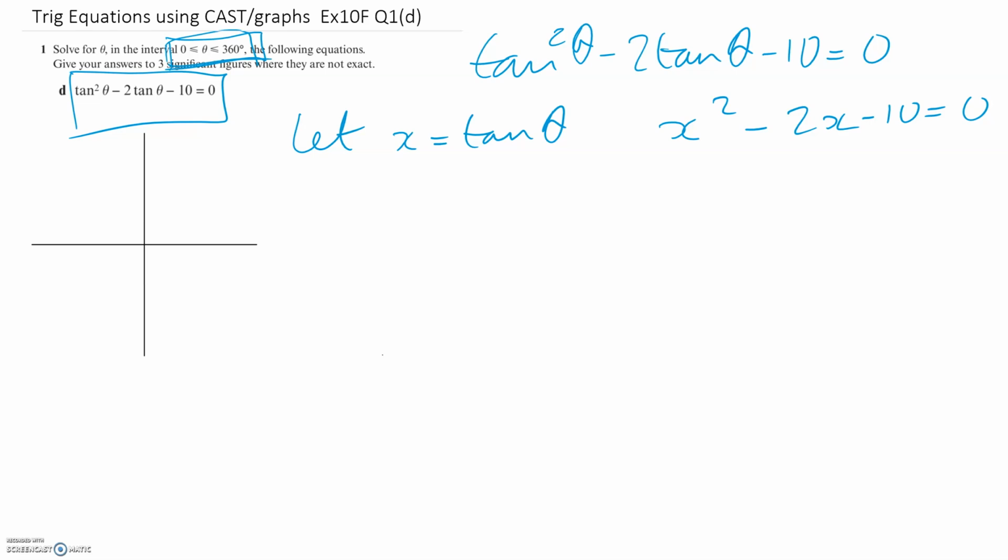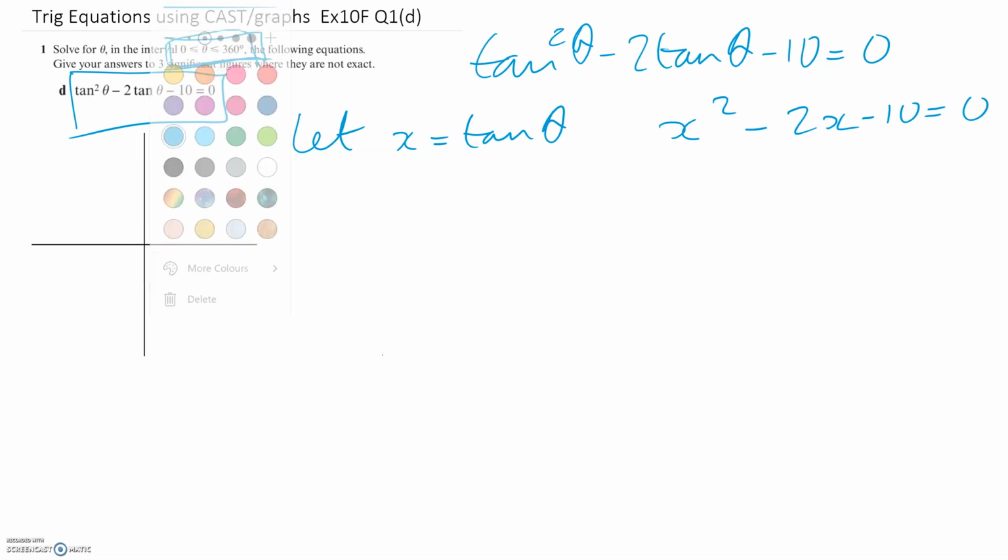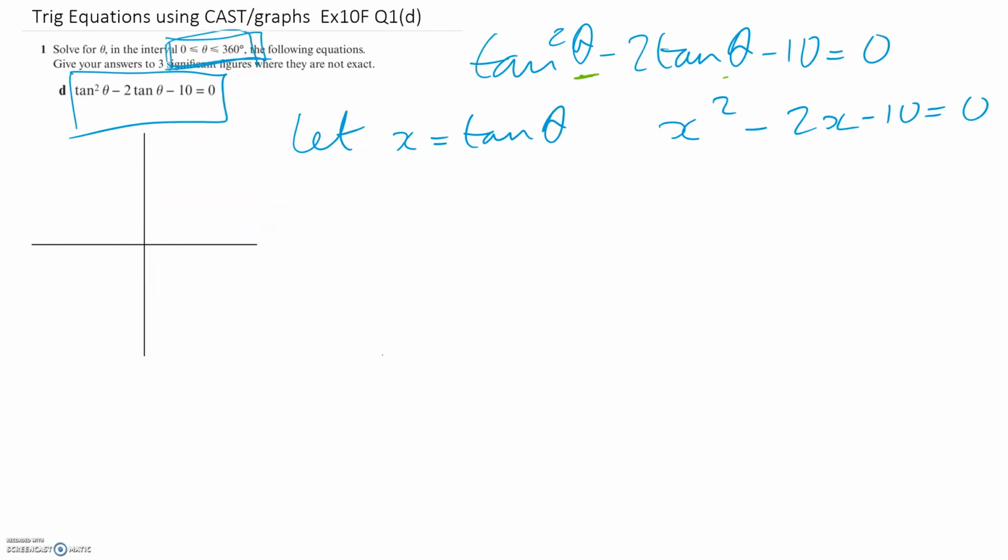Also should explain that the range doesn't need changing for this question, because this is already theta over here. This is just theta and this is theta, so we don't need to change the range. It's not 2 theta or theta plus or minus anything. So that is fine, the range we have here between 0 and 360.